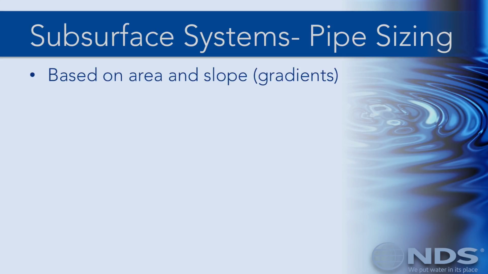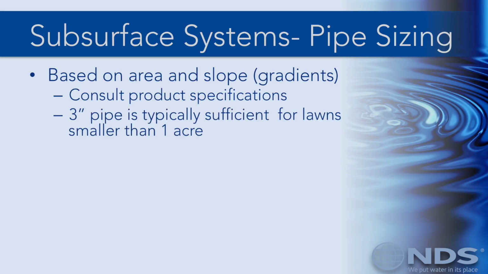Pipe sizing is based on the area to be drained and the slope of the pipe installation, referred to as gradients in this application. You can consult product specifications for the proper pipe size for the application. 3-inch pipe is generally more than sufficient for lawns smaller than an acre.